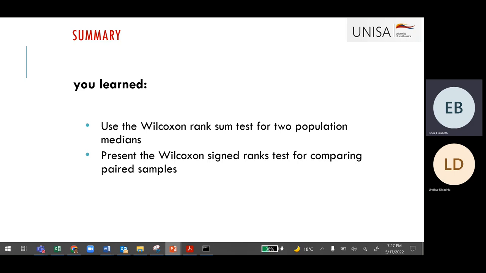Otherwise, you can use the approximation to the normal distribution by using the Z test, which will be your sum of positive ranks minus your expected value, divided by the standard deviation. Therefore, you need to know how to calculate the formulas for the expected value and the standard deviation in order to calculate the Z value. And then to make a decision, you need to find the critical values on the Z table, table 8. Please pay attention when you do your critical values, because if it's a two-tailed test, you divide your alpha by 2. If it's a one-tailed test, you do not divide your alpha by 2.